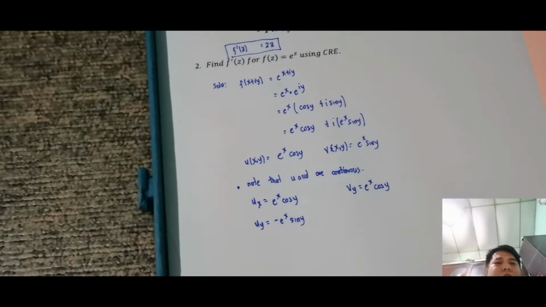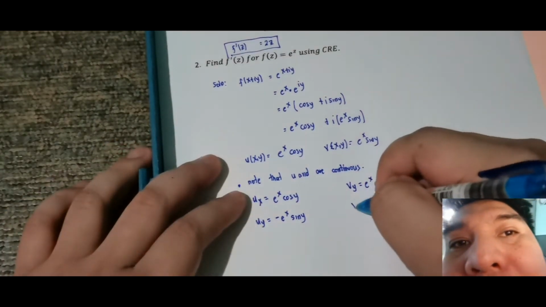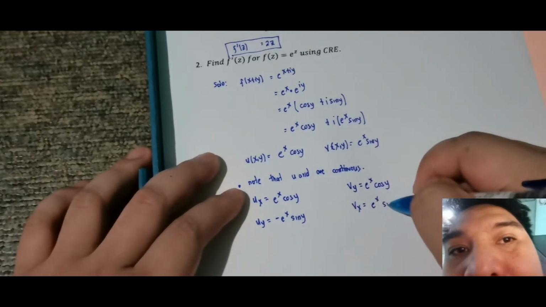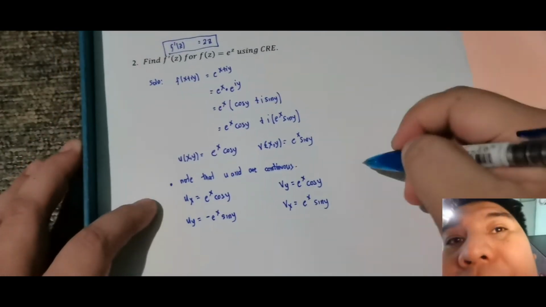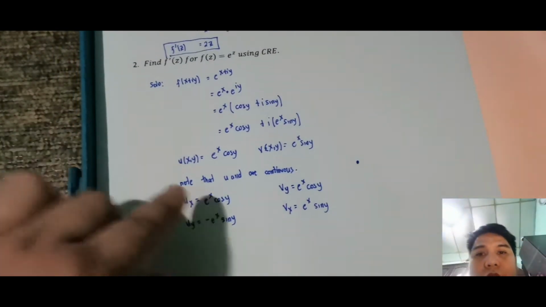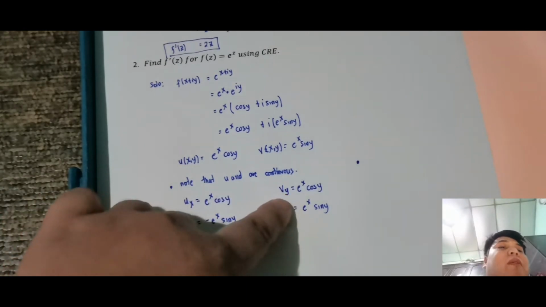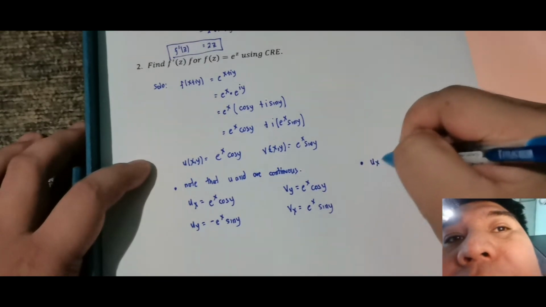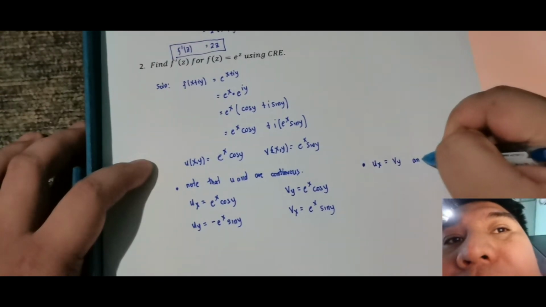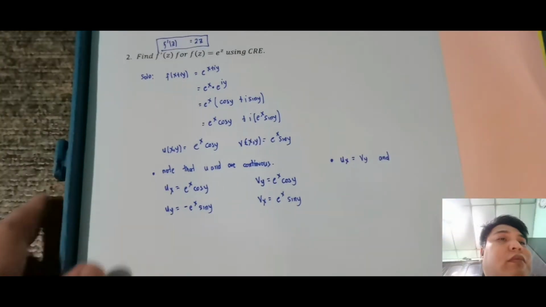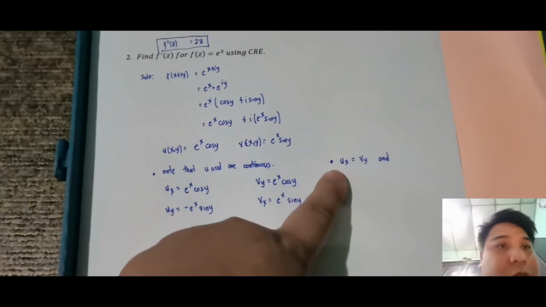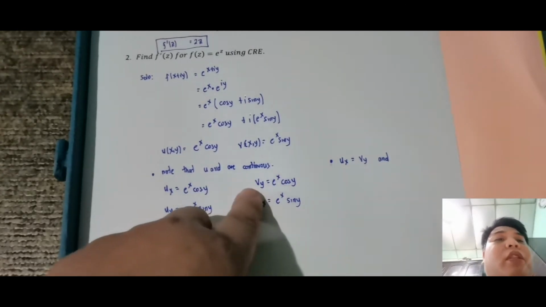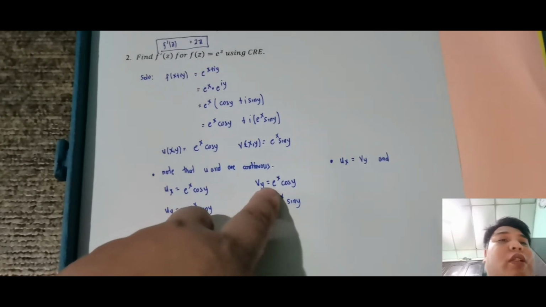Okay, next, partial derivative of v with respect sa x naman. Okay, so that is, copy lang, e raised to x sine y. Okay, note, check natin. So, note that si u sub x, partial derivative of u with respect sa x, equal kay partial derivative of v with respect sa y. So ulit yung partial derivative of u with respect sa x is e raised to x cosine y. Equal siya sa partial derivative ng v with respect sa y, which is e raised to x cosine y din.